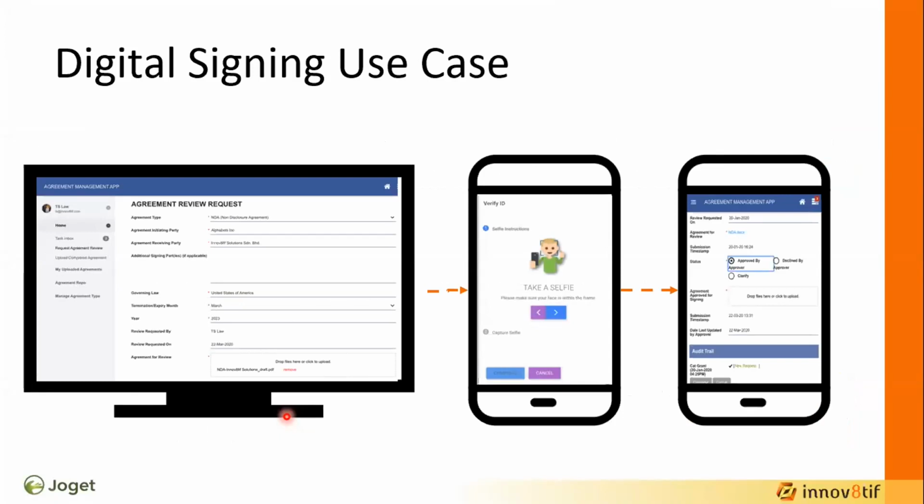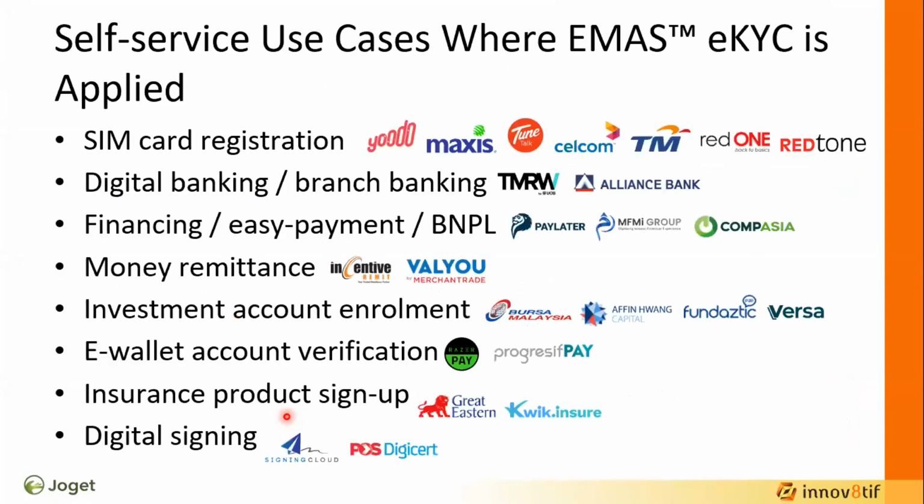So this is an app that Innov8tif made on Joget that does have the signing process all included, as well as facial verification. Other self-service use cases where our Emas eKYC is being used include SIM card registration. Some of our customers are in digital banking, branch banking, all this onboarding, finance, money remittance, investment, e-wallet, as well as insurance and digital signing.